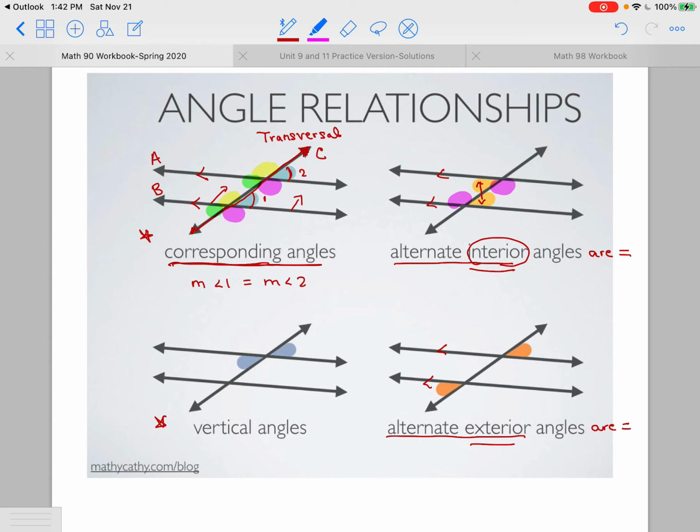Okay, down here we have exterior. We can see that these angles are exterior. They're outside of those parallel lines, but they're also flipped across the transversal. We can also say that this angle here that's outside, and this angle that's outside, right, those would be equal to each other because they are right across the transversal from each other as well, and they're situated outside.